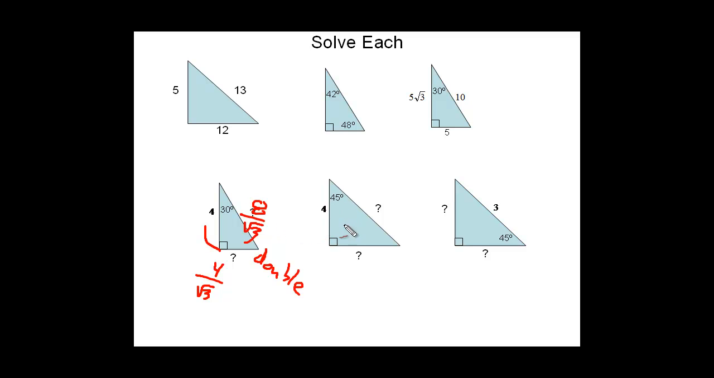The next one, again, we have a 45. We're getting bigger, so it's the side 4 with the square root of 2. Then we have 3. We're getting smaller, 3, and remove the square root of 2, so it's divided by the square root of 2. So when you're getting smaller, you divide. When you're getting bigger, you multiply. And that's all of those.